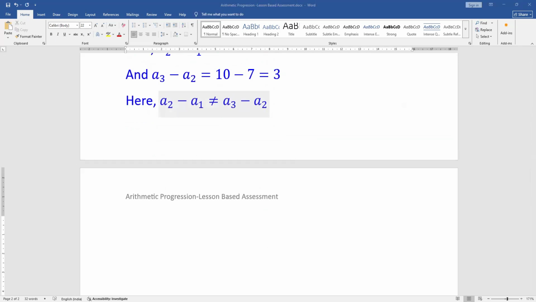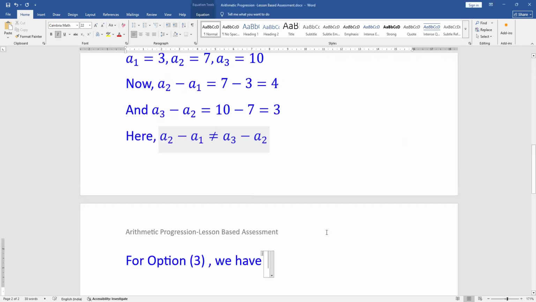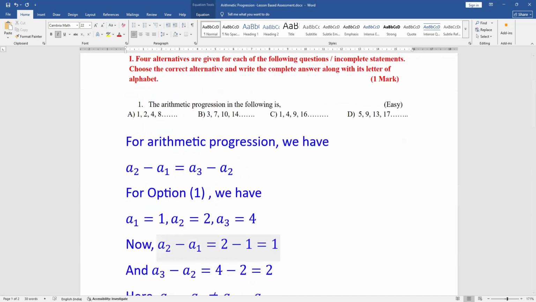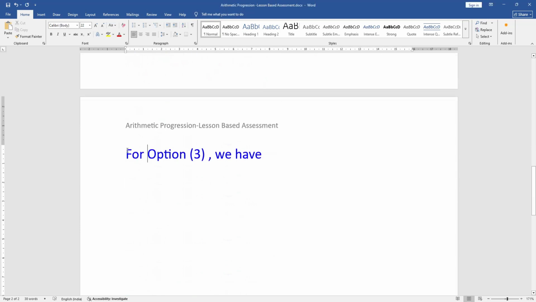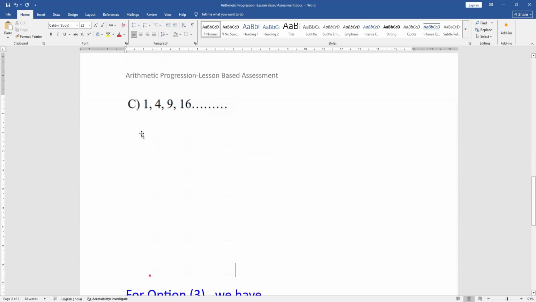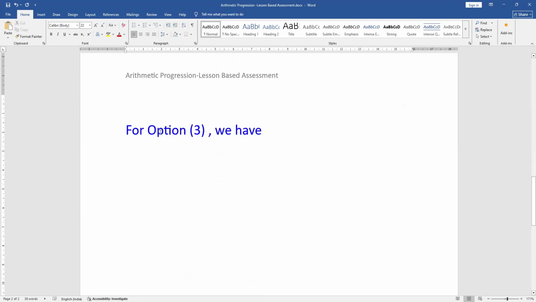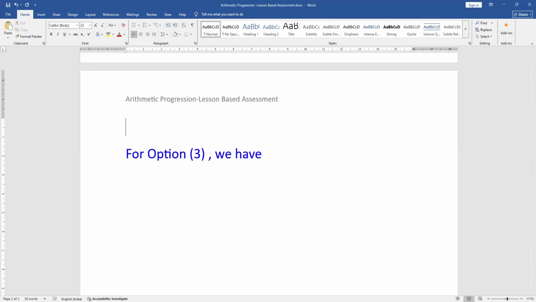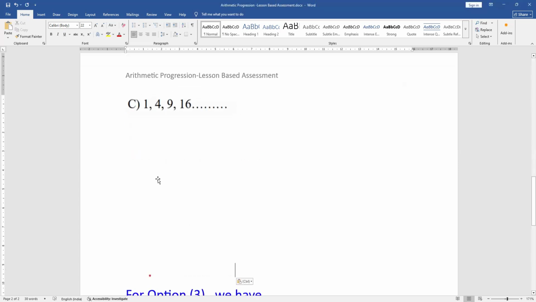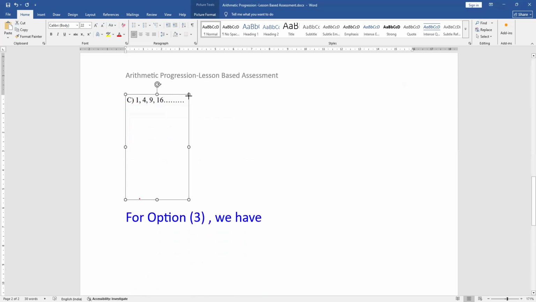So next, I go for option 3. So for option 3, let's see what is there. Option 3: 1, 4, 9, 16, correct?